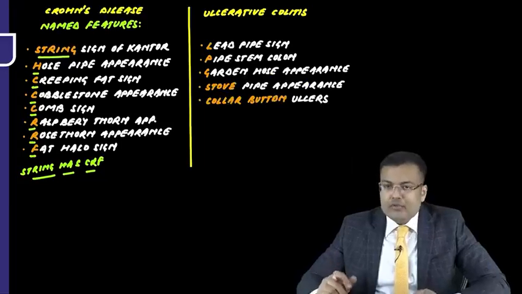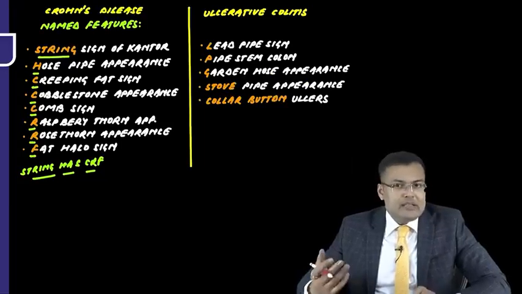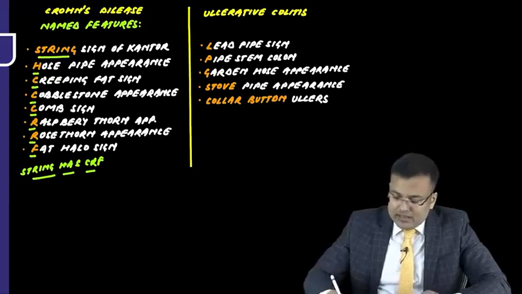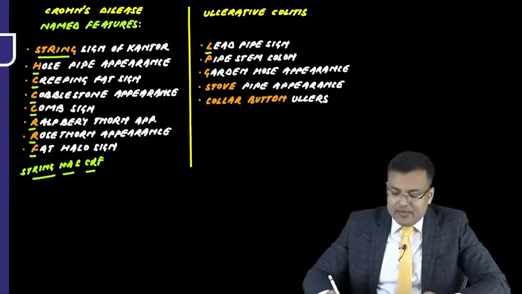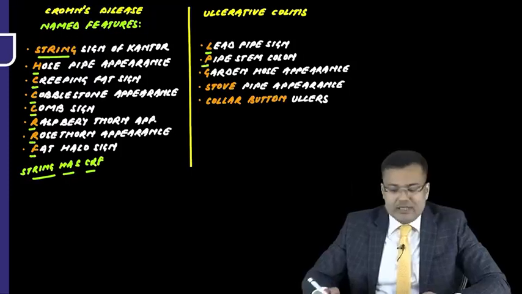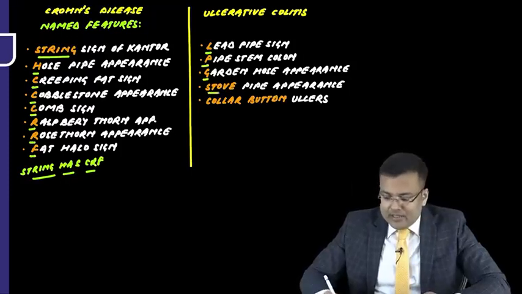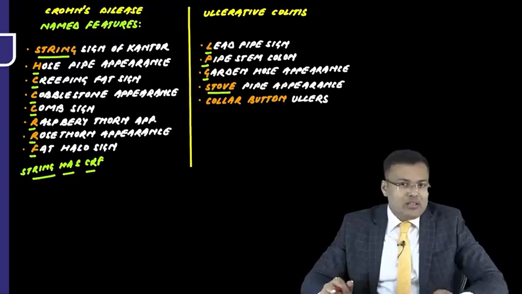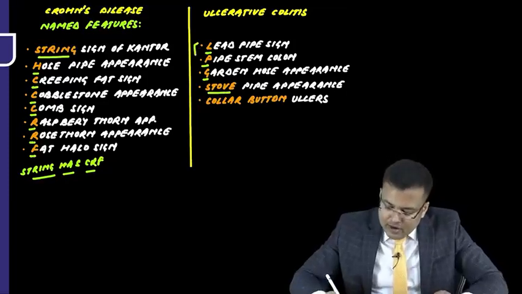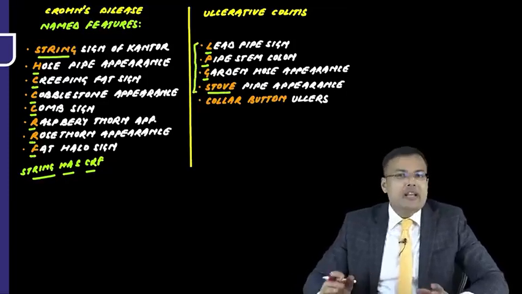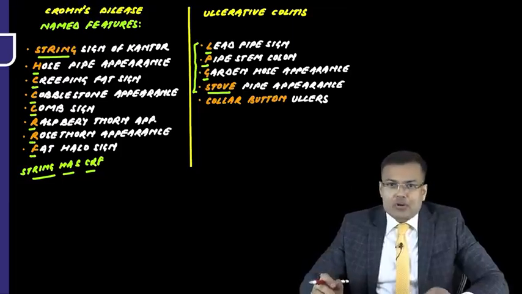You know that in ulcerative colitis, especially in chronic cases, there is ahaustral colon. That ahaustral colon is also known as lead pipe sign. Other name is pipe stem colon. Other name is garden hose appearance, and other name is stovepipe appearance. So all these are the names for ahaustral colon.